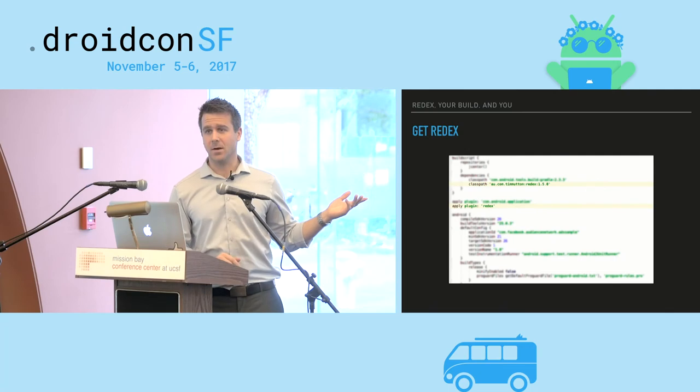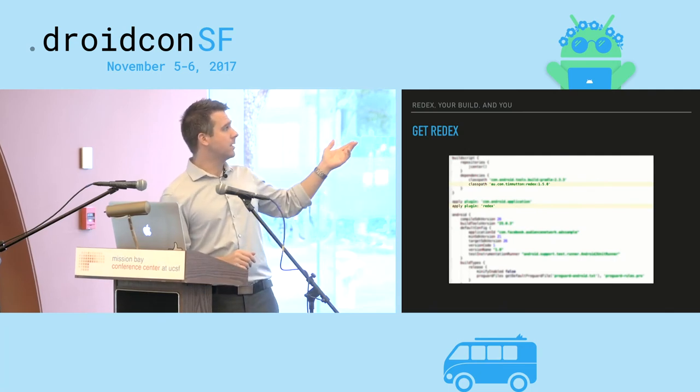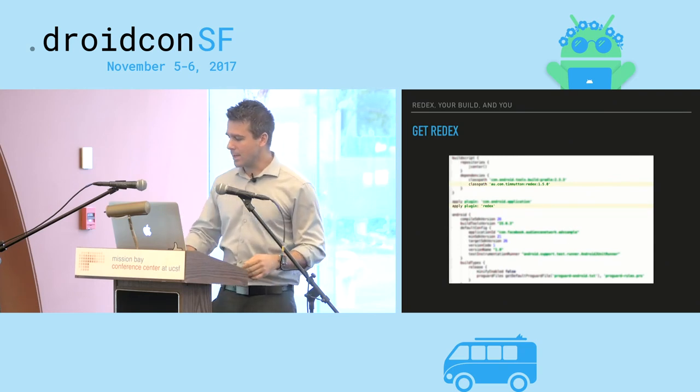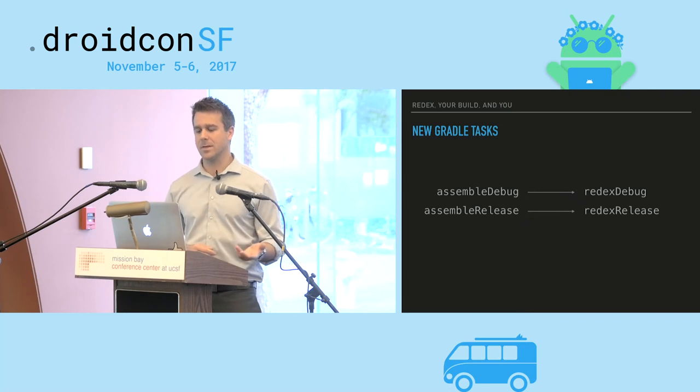It's pretty simple, actually, now. You add a dependency on Tim Mutton's Redex plugin, and then you just say apply plugin Redex. And boof, off you go. You get a couple new tasks. Instead of assemble debug and assemble release, you're going to want to run Redex debug and Redex release.